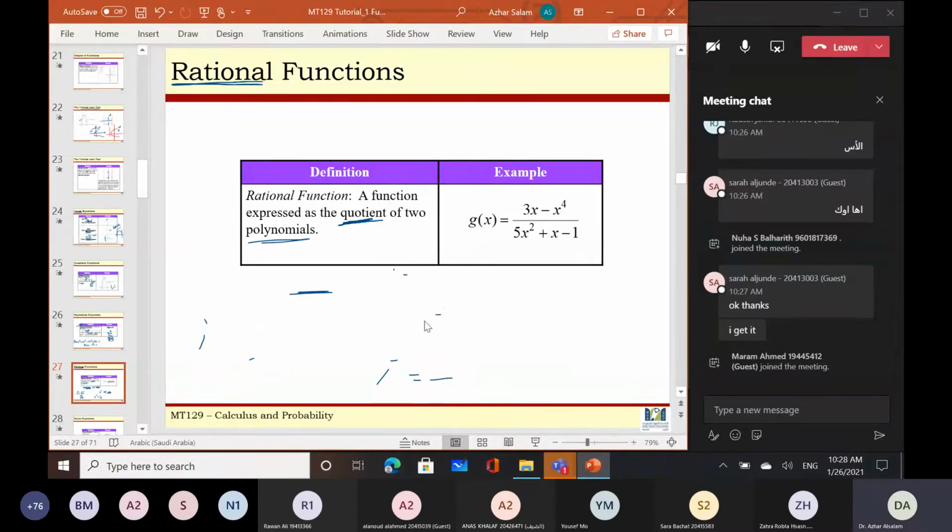Okay, the rational function, as I said, is a quotient of two polynomials. I have a polynomial in the top and a polynomial in the bottom. The most important thing is that I have the variable in the bottom, in the denominator.